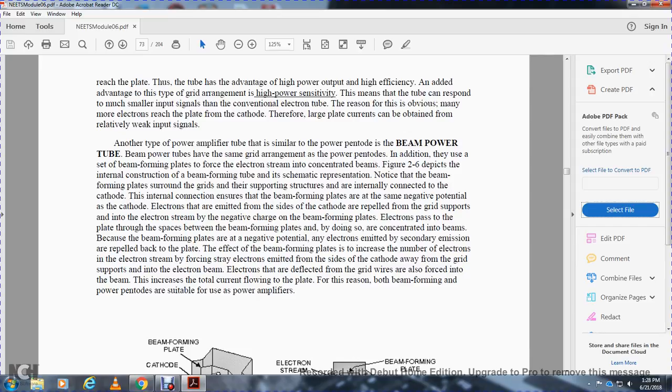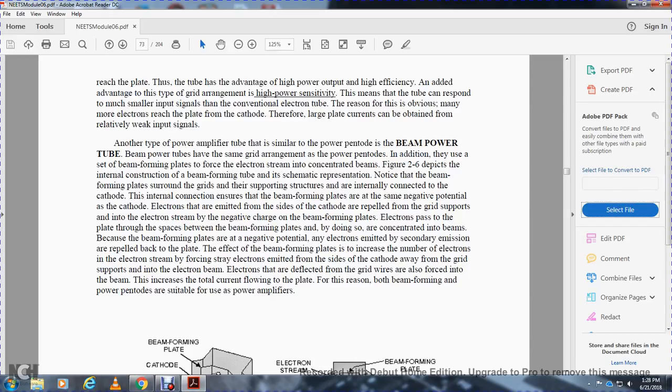The internal connection ensures that the beam forming plates have some negative potential relative to the plate. Electrons emitted to the sides of the cathode are repelled by the grid supports and into the electron stream by the negative charge of the beam forming plates. The electrons pass through the spaces between the beam forming plates, and by doing so are concentrated into beams. The beam forming plates, with their negative potential, also repel electrons from secondary emission back to the plate. The effect of the beam forming plates is an increase in the number of electrons in the electron stream, forcing stray electrons emitted from the sides of the cathode away from the grid supports into the electron beam.